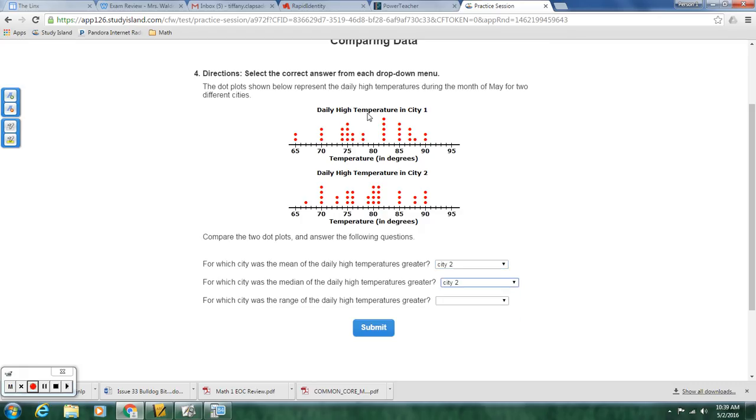Alright, now think about this. Are these normally distributed? Are these a bell curve? A bell curve means City 1 and City 2 have the same mean and median. Which one has a higher range? High minus the low. That should be an easy one. High minus low.